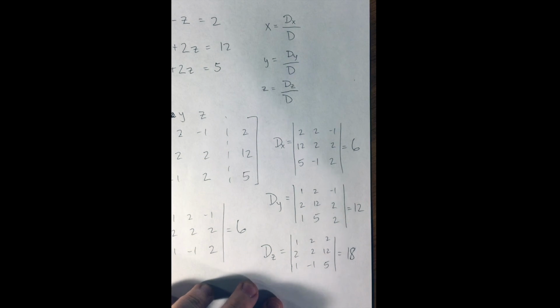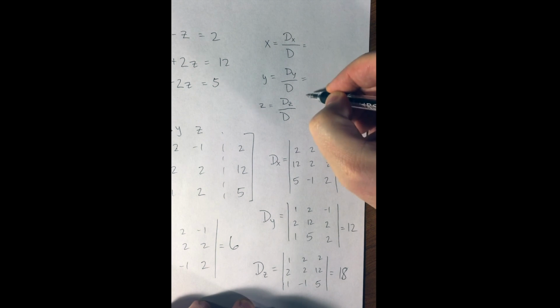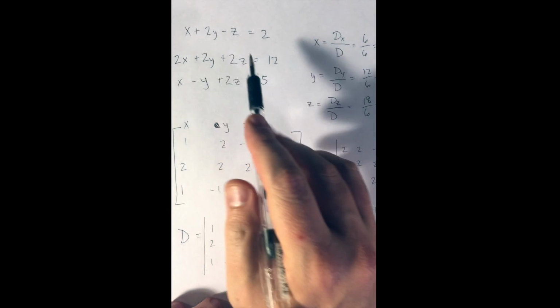And so Cramer's rule says, if you know Dx and Dy and Dz, then just take Dx over D, Dy over D, and Dz over D. This is going to give you 6 over 6, so 1. This is going to give you 12 over 6, so 2, and 18 over 6, so 3. And so the solution to this system of equations looks like x is equal to 1, y is equal to 2, z is equal to 3. If you plug in all three of those values, x, y, z as 1, 2, 3, you're going to satisfy all three of these equations.